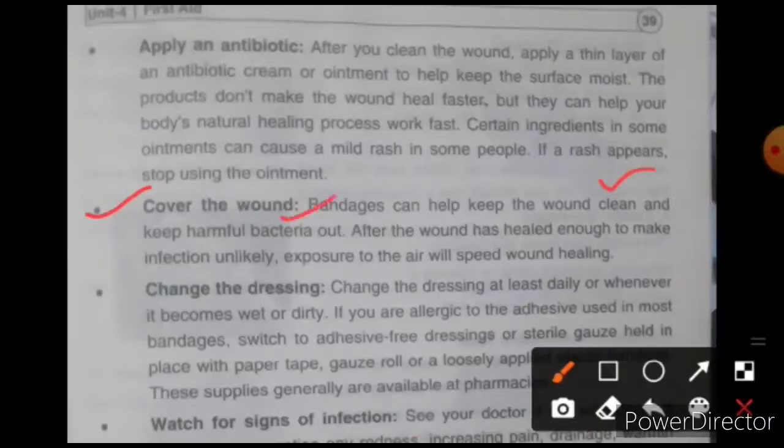After the wound has healed enough to make infection unlikely, exposing it to the air will speed up the wound healing. अच्छा, थोड़ा सा वो cure हो जाए तो उसके बाद आपने इसको exposure देना है, वूंड को, किसको, ज़ख़म को. और इसकी बहुत बड़ी example ये है कि मेरी बेटी के, she had a wound on her hand and वो काफ़ी ख़राब हो गया था.